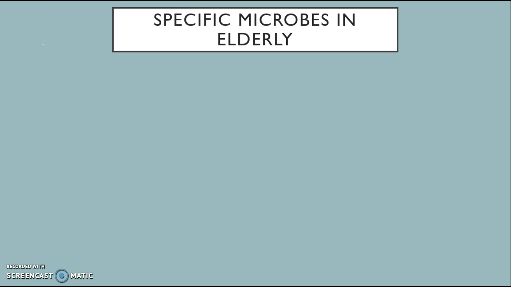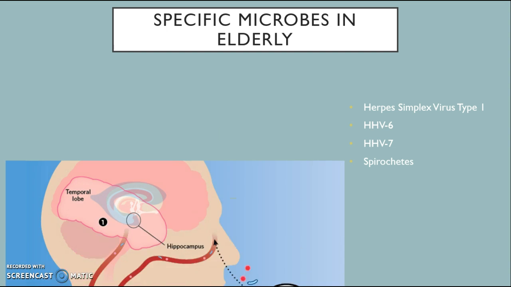There are some specific microbes in the elderly brain. Some of these are herpes simplex virus type 1. The next one is human herpesvirus type 6, which can also be abbreviated HHV6. Along with this one, we also have human herpesvirus 7. These microbes have been found in connection with Alzheimer's, along with spirochetes. This can also be found in the brain of the elderly.